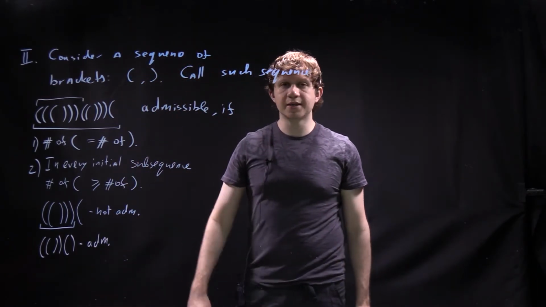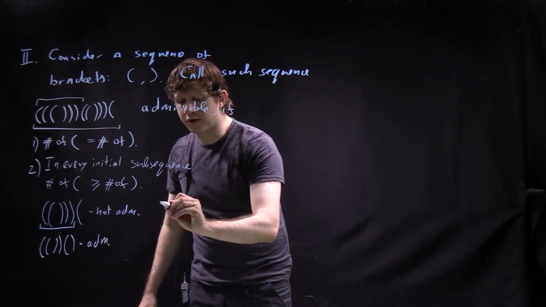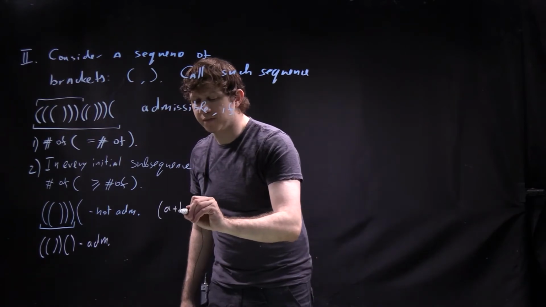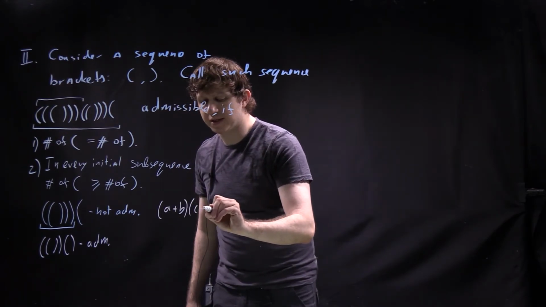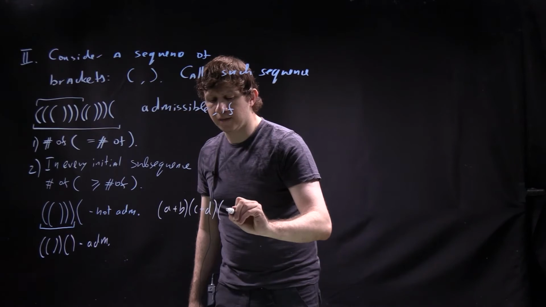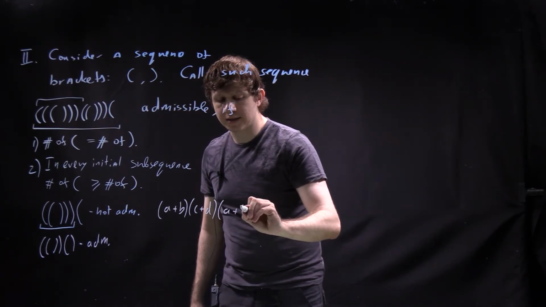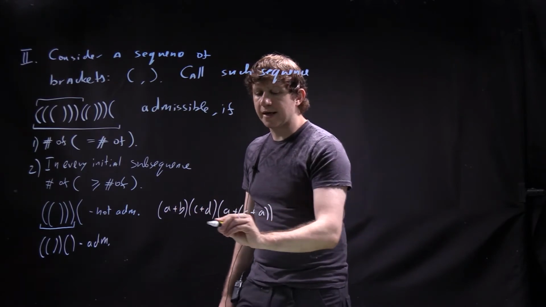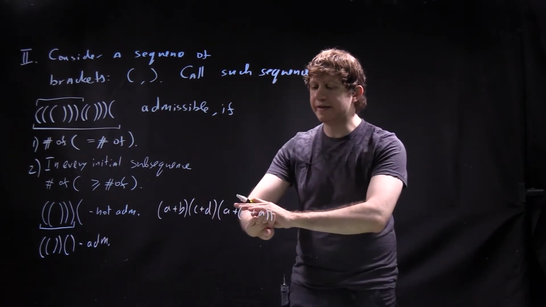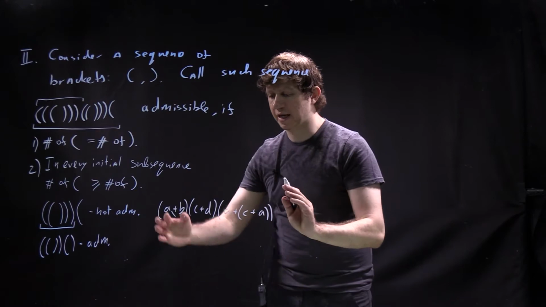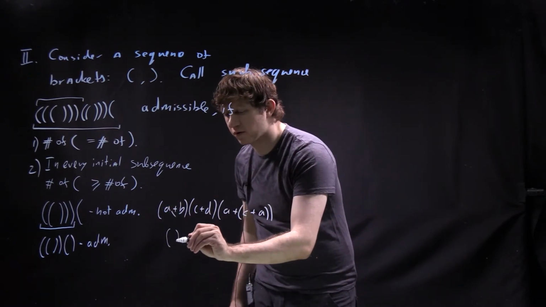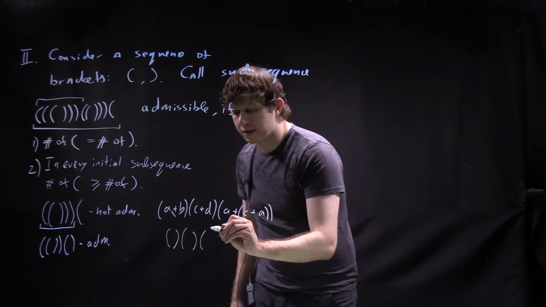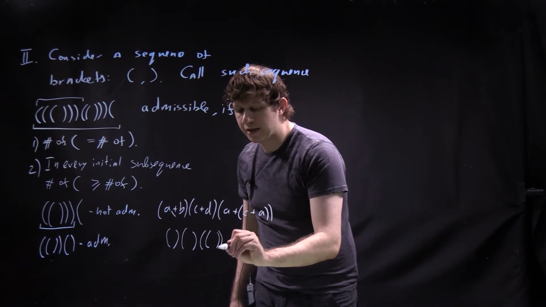So where this idea comes from: imagine you have an arbitrary expression, a plus b times, I don't know, c plus d, a plus c plus a, I don't know. If you take any expression like this and then delete all variables and just leave the brackets, you will get a word in brackets.